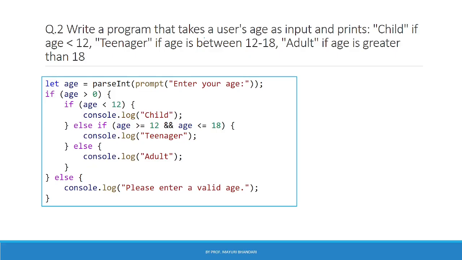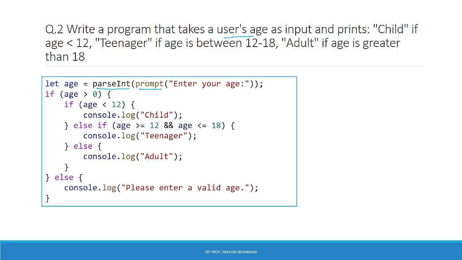Here we have to write a program that takes user's age as input and prints child if age is less than 12, teenager if age is 12 to 18 and adult if age is greater than 18. So again we have taken input from the user using prompt, but now we have to compare this age with some numbers, and as I already explained, prompt will always return you string. We have to parse it to integer.